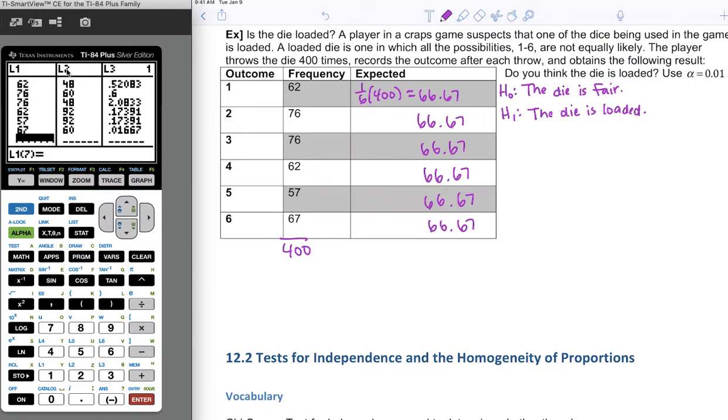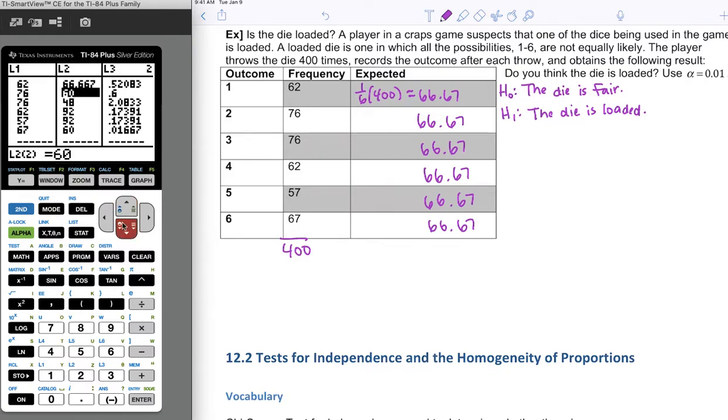Now for list 2, the expected counts, I think one way to make this more accurate would be to put the unrounded number. So here I'm going to put 1/6 times 400. This way it's not rounded. I actually get this full decimal. I mean, it looks like it's rounded, but if you scroll up, you'll see it goes on forever, right? So this will be a more accurate way to find the p-value.